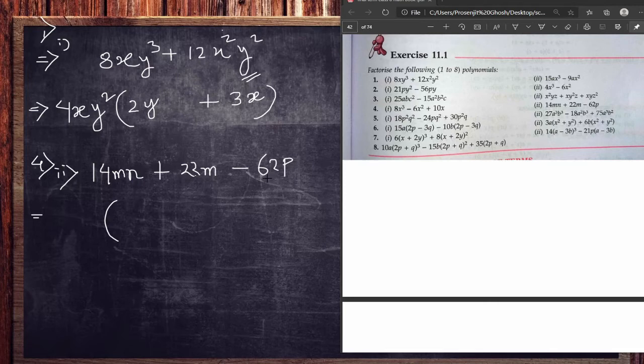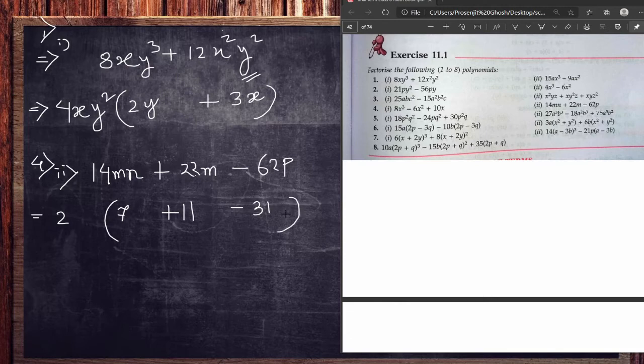All of them are even, that means multiples of 2. So I'm taking out 2 for sure. That is, 7 will remain for the first one, 11 will remain for the second one, and the minus sign is there. Don't mess up the sign, just keep the sign as it is. 62 is there, so we can take out 2 and 31 will remain. You can check it by yourself.